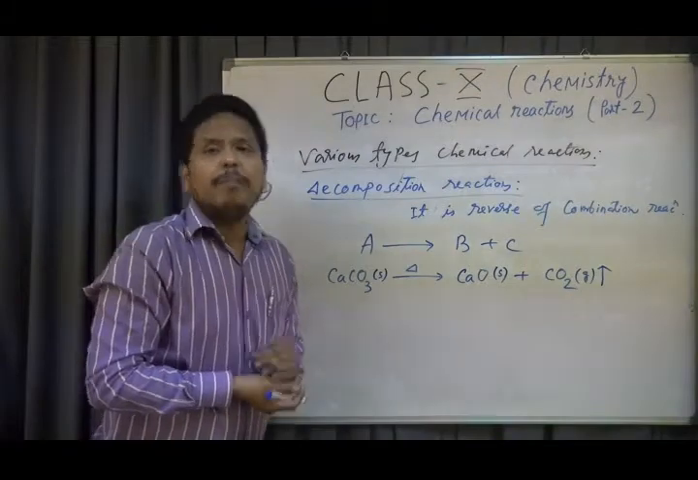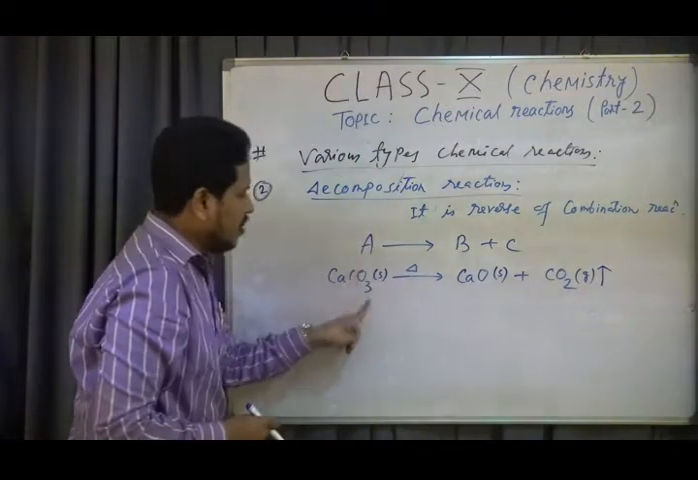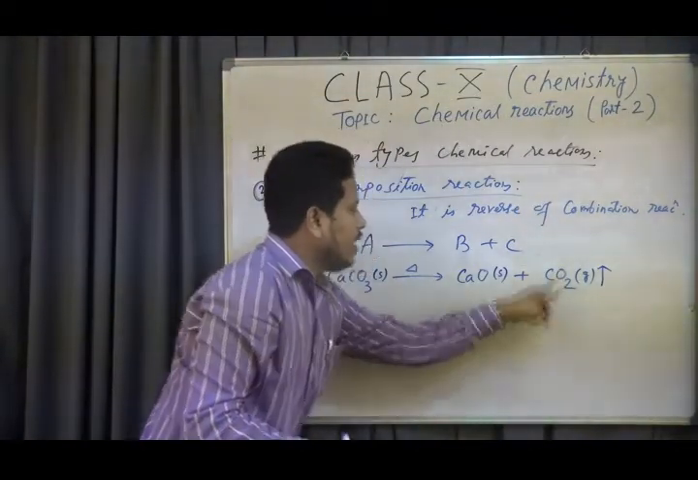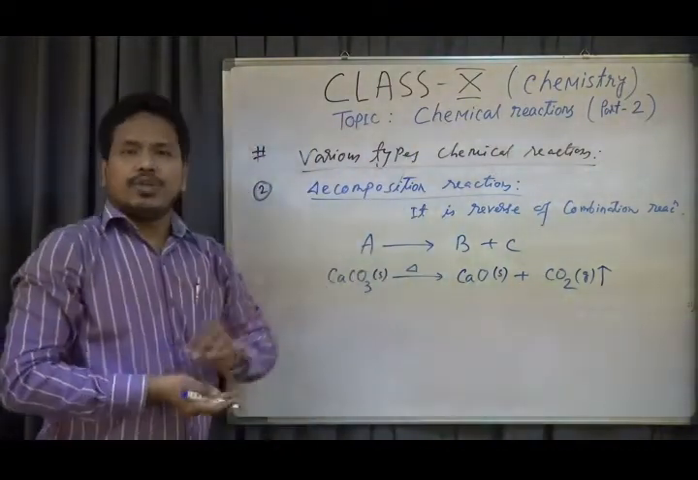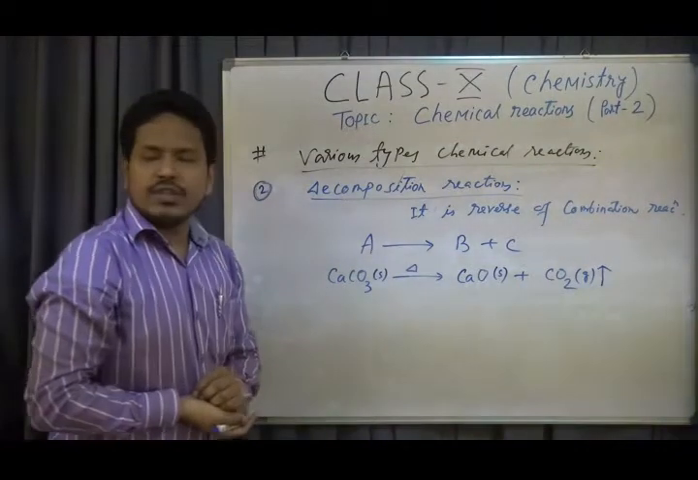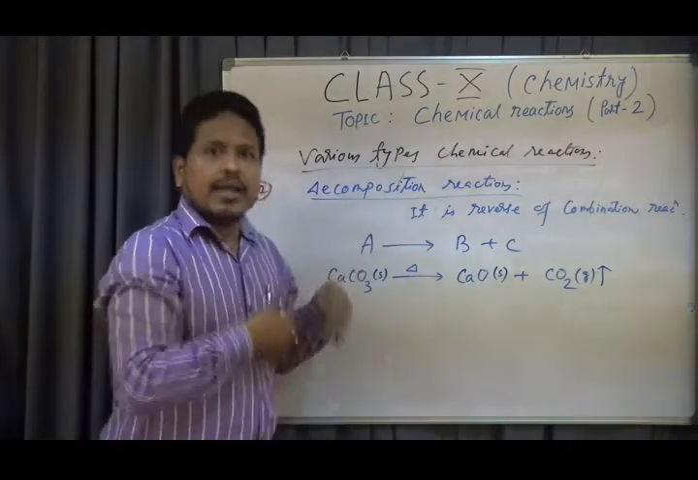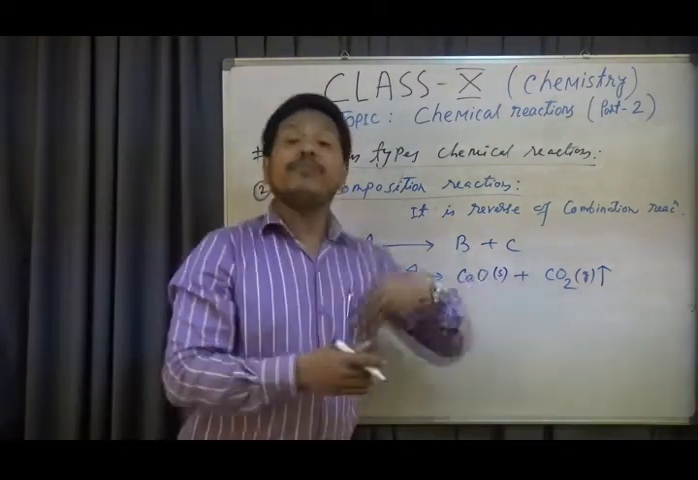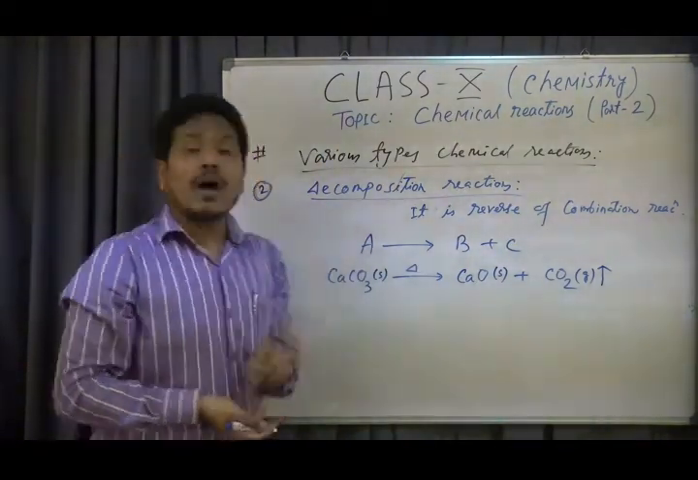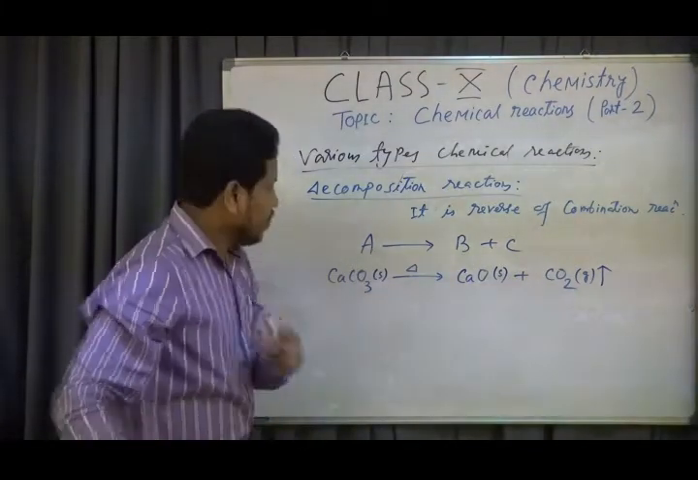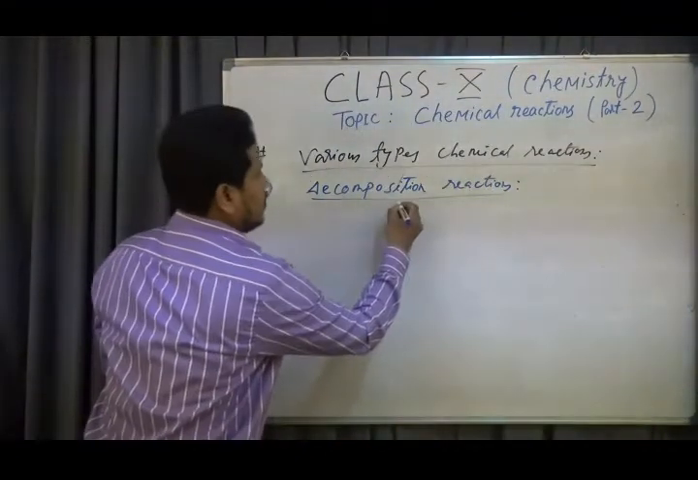So what to do now? Balancing. Let's check. Calcium 1, carbon 1, oxygen 3 atoms: oxygen in this molecule 2 atoms, in this molecule 1 atom, so total 3. So all are balanced. Already it is a balanced equation, my dear students. So this is the correct chemical equation. So the definition is: when a single reactant decomposes, producing two or more different products, that is a decomposition reaction. My dear students, decomposition reactions are of three types. Write down, I am rubbing this. Decomposition reactions are of three types.